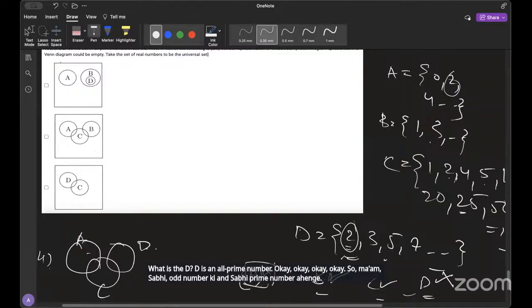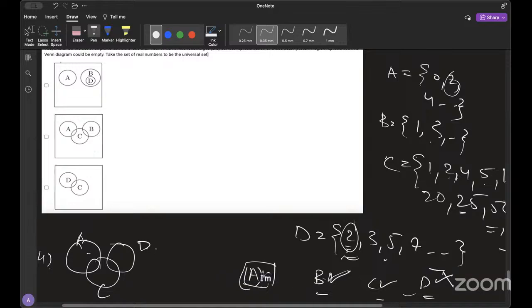No, all prime numbers are not odd numbers. That's why this isn't true. 2 is a prime number, but it's not an odd number. Do all prime numbers come inside odd numbers? No, that's not necessary, ma'am. 2 is an even number, and 9 is an odd number, but not a prime number. That's why this option is not true.